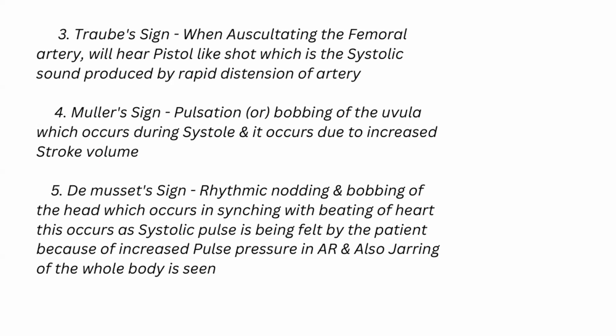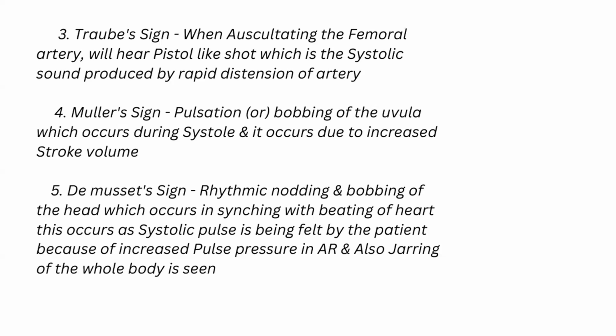This is Traube's sign. Then Muller's sign: pulsation or bobbing of the uvula, which occurs during systole. I told you the left ventricle is stretching, and it is going to push with great force. So there will be an increased stroke volume, and because of that there will be a pulsing, bobbing of the uvula because it receives that kind of stroke volume. This is called Muller's sign.